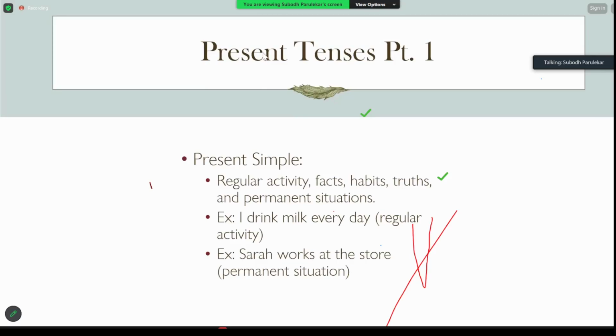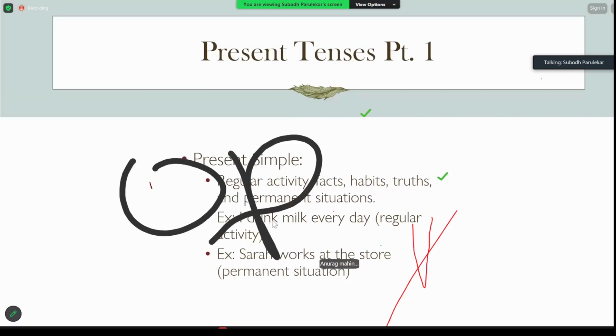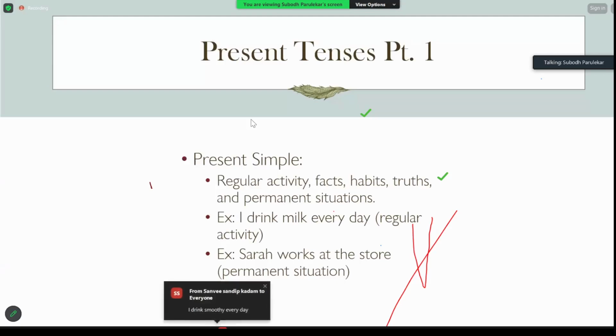The next example is Sarah works at the store. This is a permanent situation. This is something that Sarah does every day, something she does regularly. So it's a permanent situation. Here we say Sarah works at the store. Let's move on to the next slide.